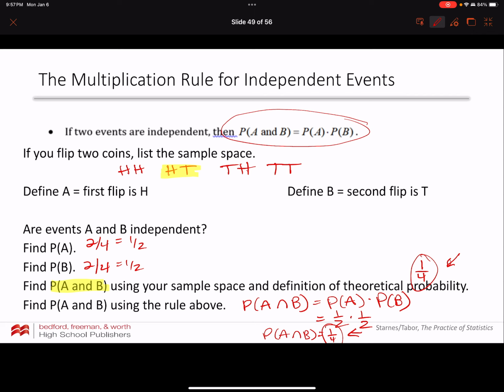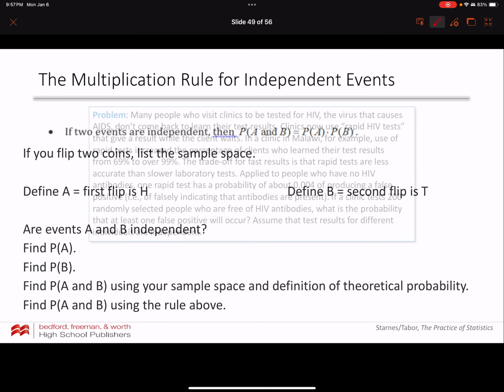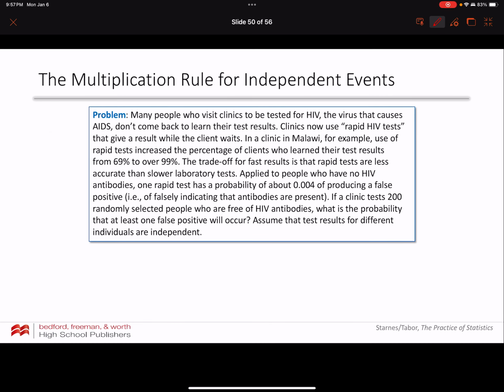And believe it or not, I know students don't want to hear this a lot of times, but I really think that using the sample space sometimes is easier than using the formulas, because I strongly believe that the formulas are often misused. Okay. Let's try one more practice problem.